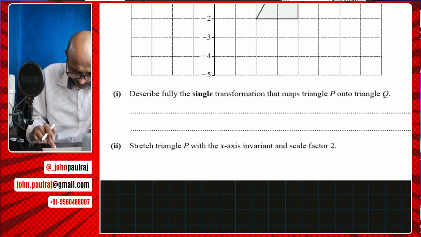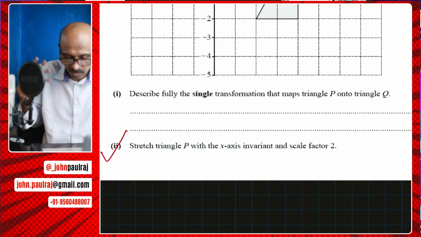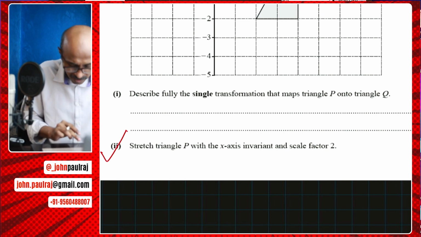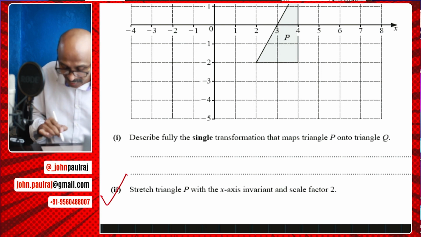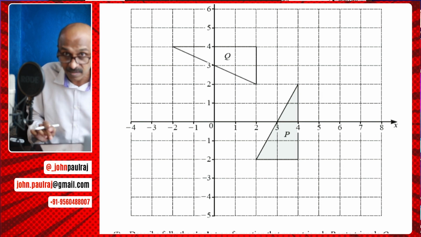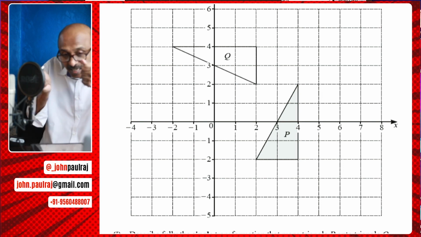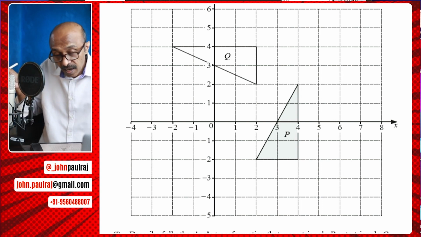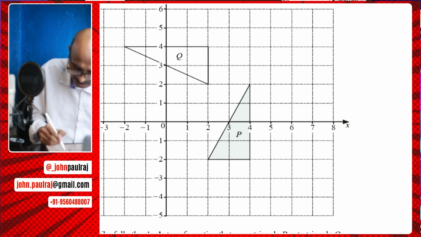Look at this one. I'm just looking at the different kinds of questions. What was unique? Okay, so part 2 of this particular question said, stretch triangle P with the x-axis invariant and scale factor 2. All right, so this is your triangle P. X-axis is invariant. Iska matlab kya hai? It means, it's running in between, which means it's actually stretched on either end. Otherwise, if I just make up a triangle here, let's say, okay, something like that. Similar dimensions, lete kya?